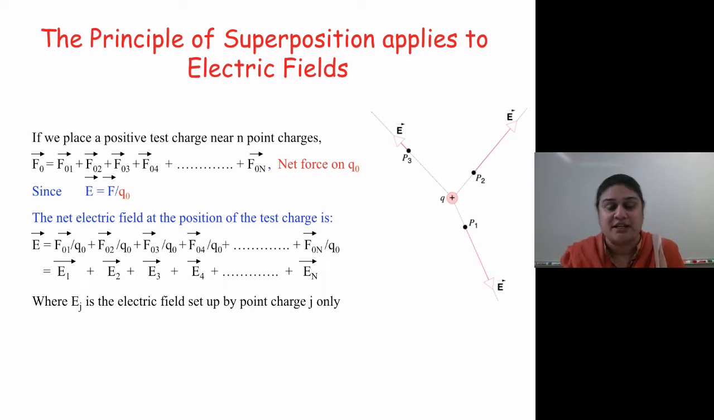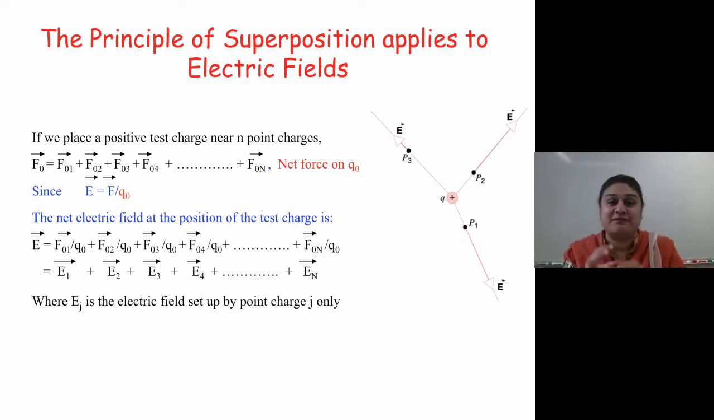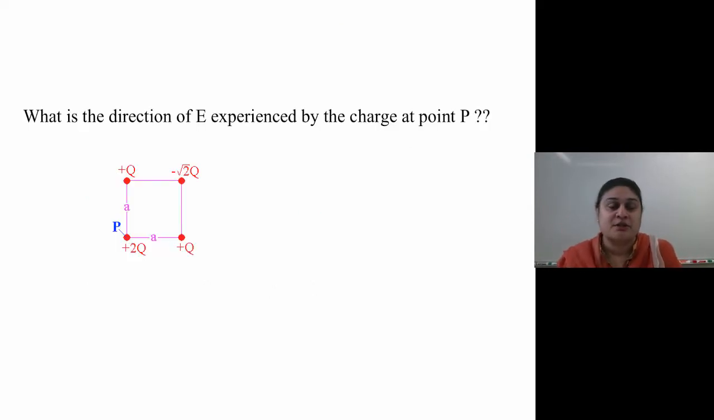So now if you were to take one charge and put another one and another one and another one, they all will affect that test charge individually, and at the end you are going to add all of them together. So now here's a question. Here's a good example. What direction of E is experienced by the point charge placed at point P?